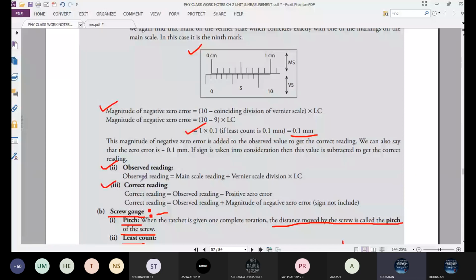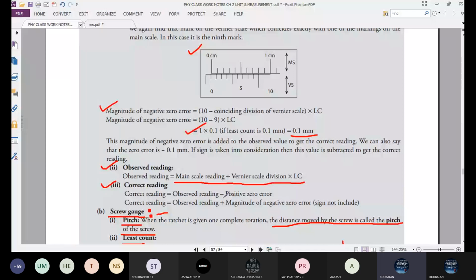This is the formula: main scale reading plus Vernier scale division into least count. After that, the corrected reading: observed reading minus positive zero error, or observed reading plus magnitude of negative zero error.